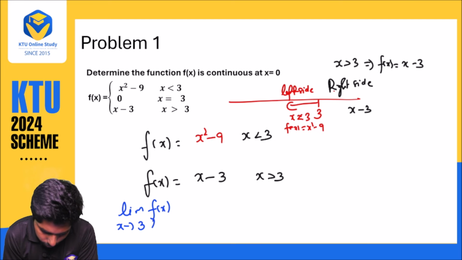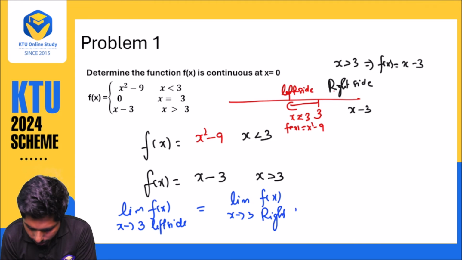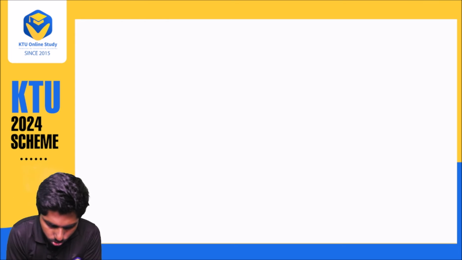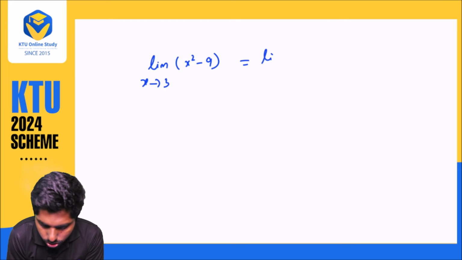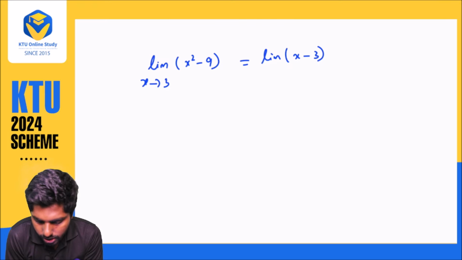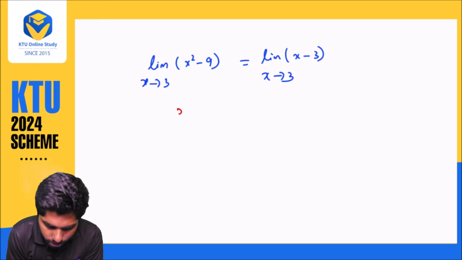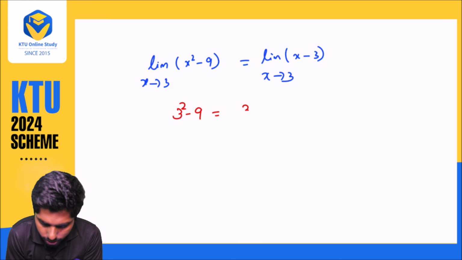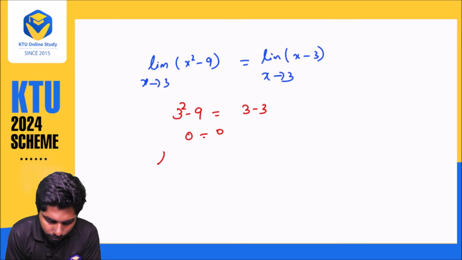So we will see the limit when x approaches 3. The limit of f of x from the left hand side is equal to the limit as x approaches 3 of f of x from the right hand side. So we will be getting the limit of x squared minus 9 as x approaches 3 is equal to the limit of x minus 3 as x approaches 3. When we apply the value, we get 3 squared minus 9 is equal to 3 minus 3. So 0 is equal to 0, which means our limit exists.